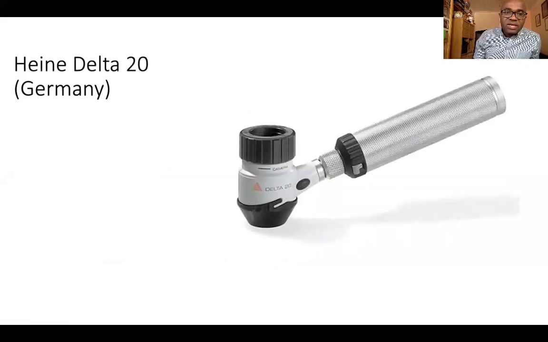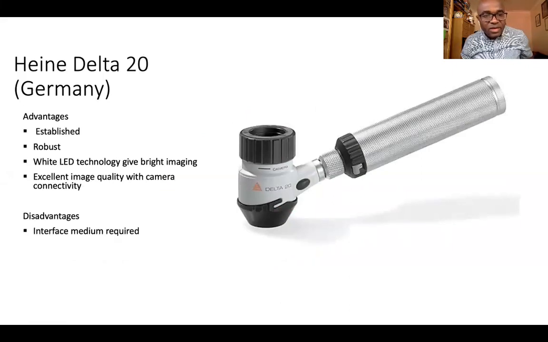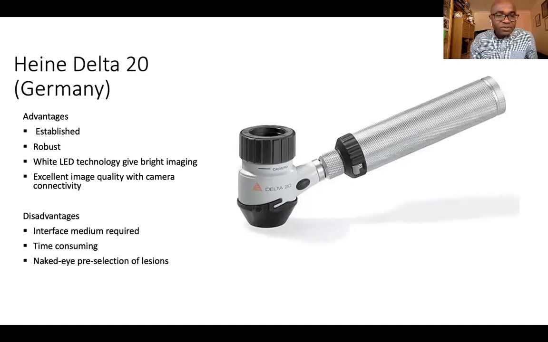So this is the Heine Delta 20 that I showed you. Again, a well established, robust one. You need an interface medium for contact dermoscopy, but if you're using it in a polarized mode, it does not need to be contact. I'll explain to you what those terms mean in a minute. And it can be time consuming.